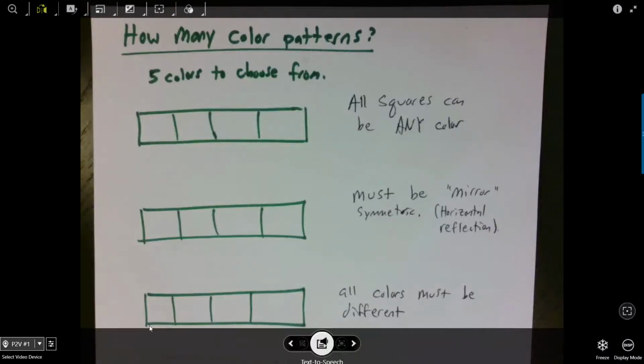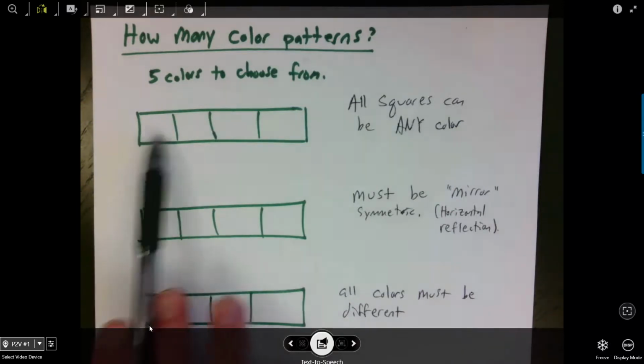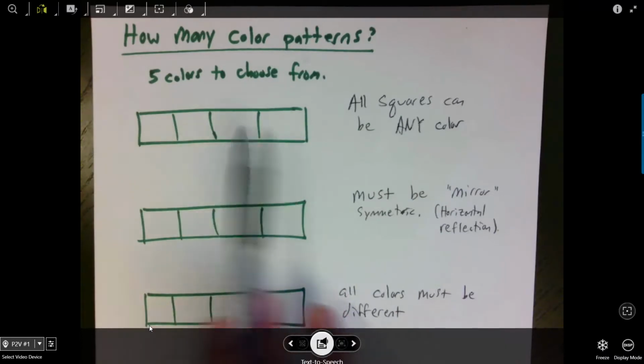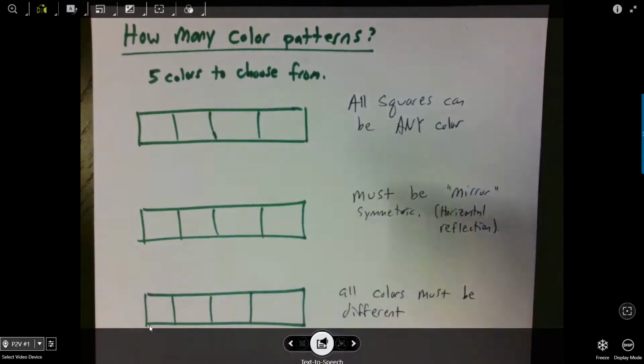Alright, 6 quick examples that will bring out different aspects of this. These first 3 are super contrived. We're going to ask the question, how many color patterns are possible? We're going to color each square a color, and we have 5 colors to choose from. So what I want to bring out is the differences between these problems.